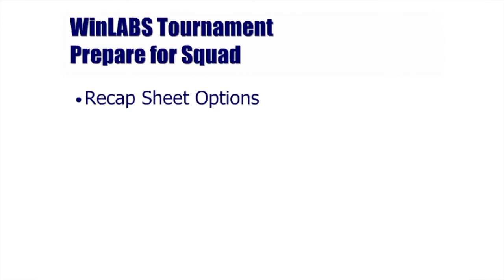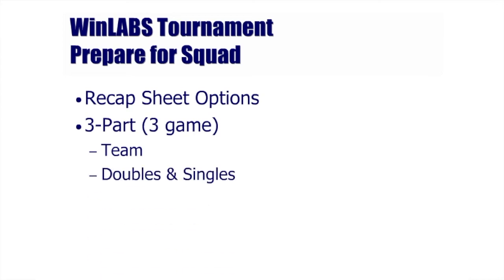WinLABS provides many different recap sheet options. For 3-part forms, the team supports up to 5 people on a team. Use the same form if you have a 3 or 4 person team. The doubles and singles combined, sometimes called minor events, is designed for tournaments that have the doubles and singles bowling together. This form, which lists the doubles first, is used whether or not the doubles are actually bowled before the singles.